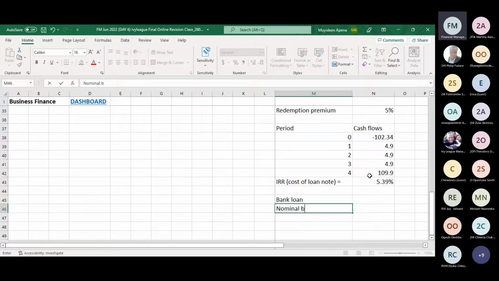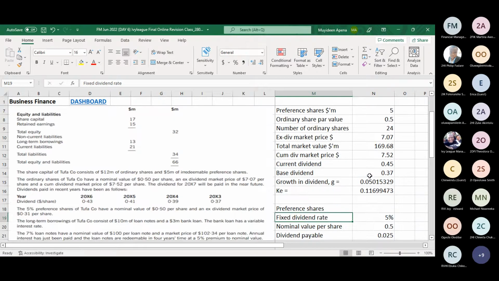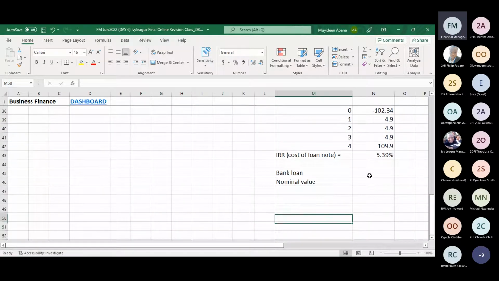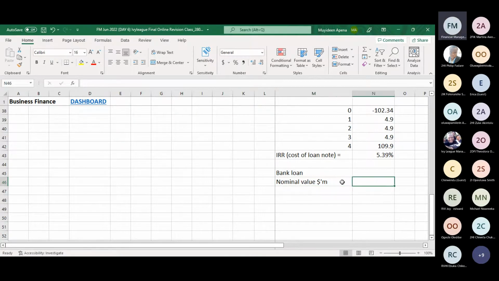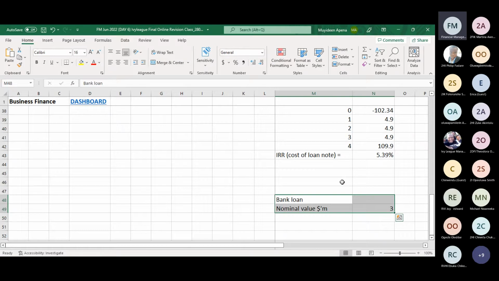Nominal value is how much? We are told it's 3 million. So out of the 13 million, bank loan is 3 million, loan note 10 million. So nominal value in million dollars is 3. Before that, have we calculated the market value of loan notes? We haven't. Can we do that quickly?